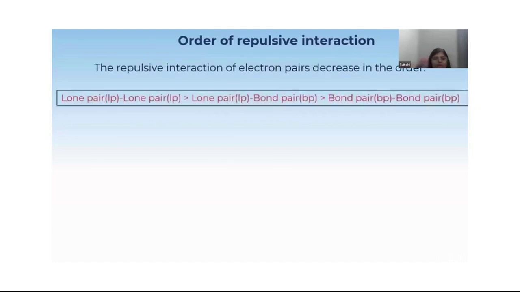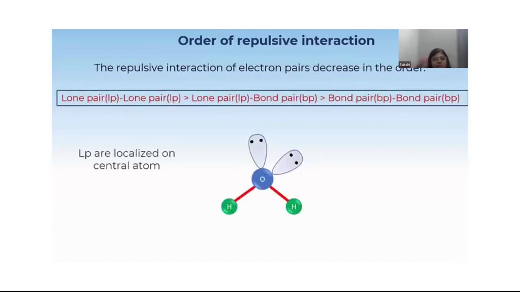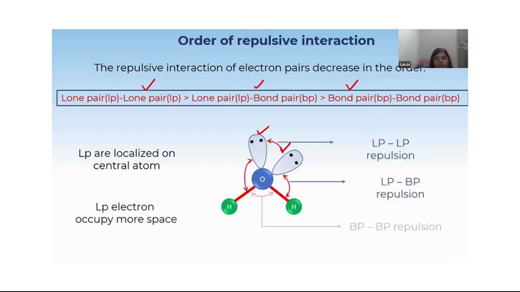Let us understand. As I told you all, the repulsive interaction of the electron pairs increases like this, right? Lone pair has the highest repulsion. Then we have lone pair-bond pair and bond pair. If you see here, the lone pairs repel most, right? You can see here, bond pair repulsion is also there between these two bond pairs. There is a repulsion between lone pair and bond pair, and there is a lone pair repulsion, right?